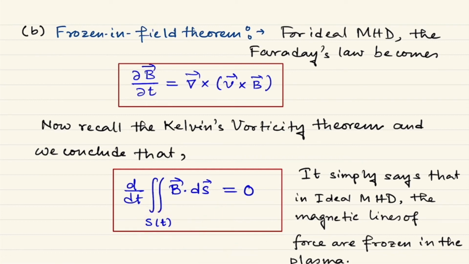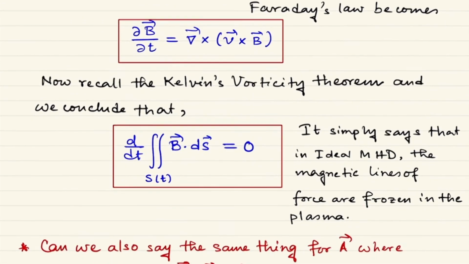Of course, if it is made by the fluid elements, it's a real surface containing the fluid elements. So what is the meaning of this? Of course this surface also changes its area with time. That's why I have written this S as an explicit time dependence. Now this being equal to 0 simply says that in ideal MHD the magnetic lines of force are frozen in the plasma or the matter.